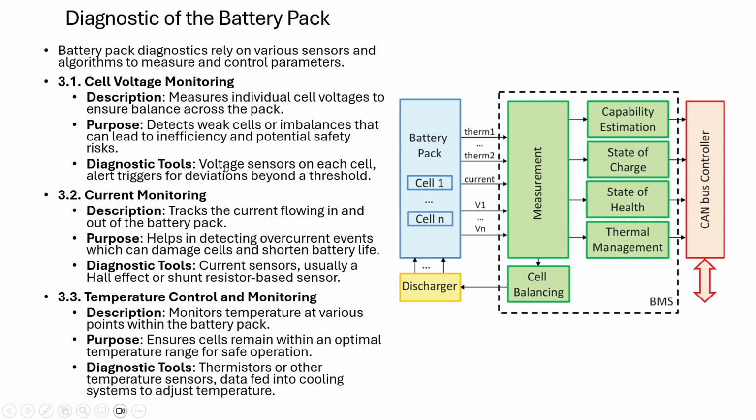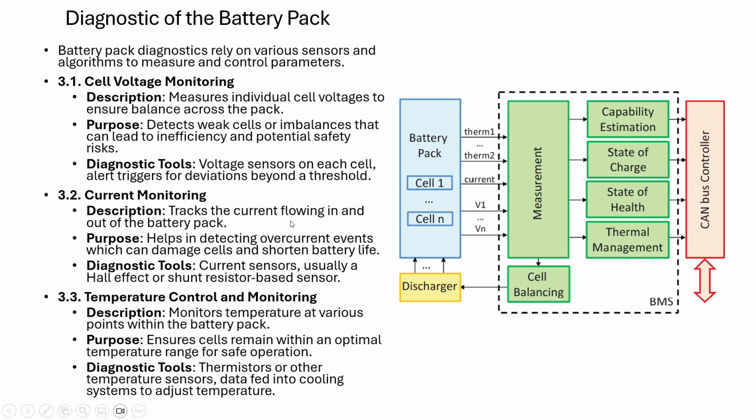The diagnostic tool used for that is a voltage sensor on each cell, and there is an alert trigger system in the BMS. Whenever the voltage level in a particular cell deviates beyond a threshold value, it creates an alert. The second process, current monitoring.